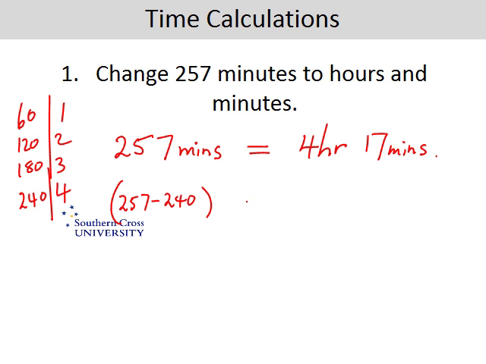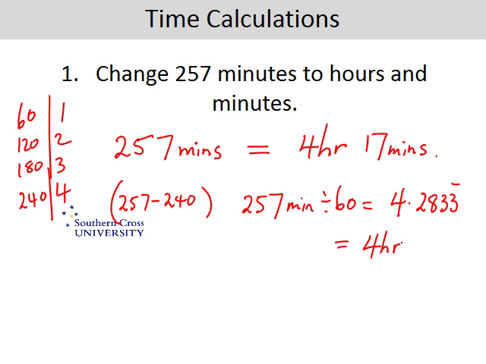Okay, another solution is to go 257 minutes divide by 60, and if you were doing that on your calculator you would get the answer 4.2833, and the 3 is reoccurring. So that's 4 hours. Now you need to take this part here, the decimal part, and times that by 60, and that will give you the number of minutes.